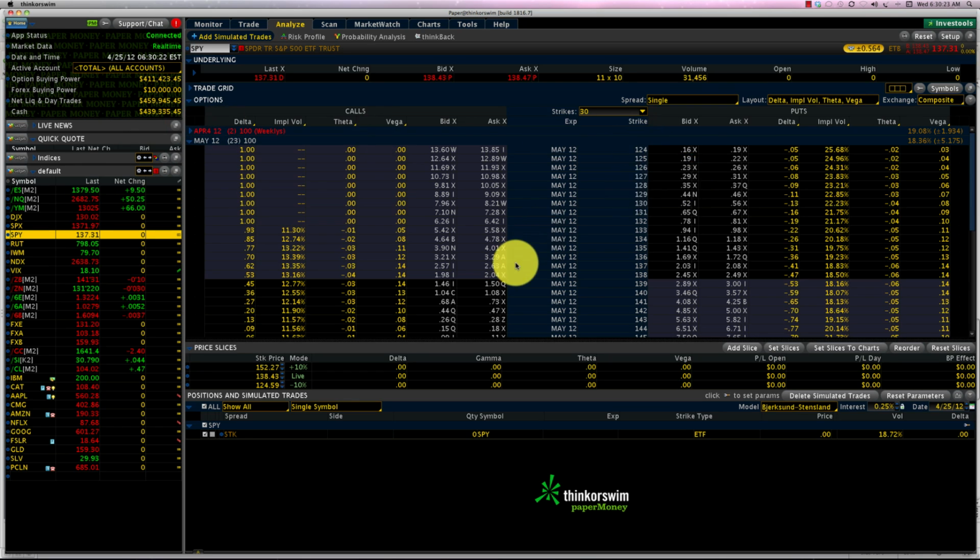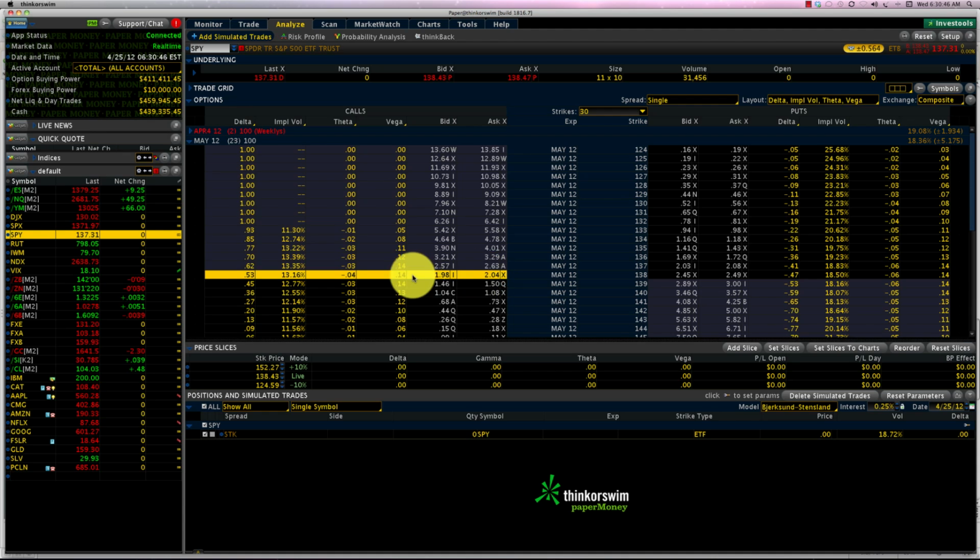And yeah, you'll see that the bid-ask spread is a little wide. It's about 6 cents. If you look at the 138 call for the spiders, it's 6 cents. But this is not going to be the case when the market opens. You'll see that the bid-ask spread is about 1 cent, at the most 2 cents for the spiders.